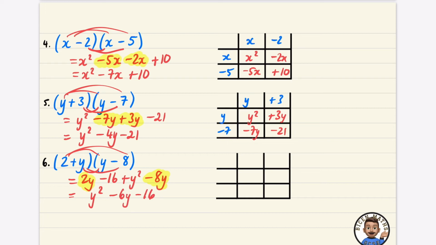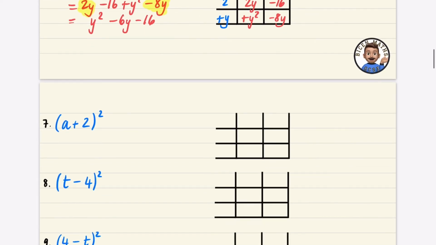That's our answer. So I'm going to put the y minus 8 over here. Doesn't matter which way around you do it, and the 2 plus y. Multiplying all of this, you get a 2y minus 16, your plus y squared, and your minus 8y. And again, these things are the same as here. So you can decide whether you like doing these arrow sorts of things or the grids. I'm going to do 3 more.